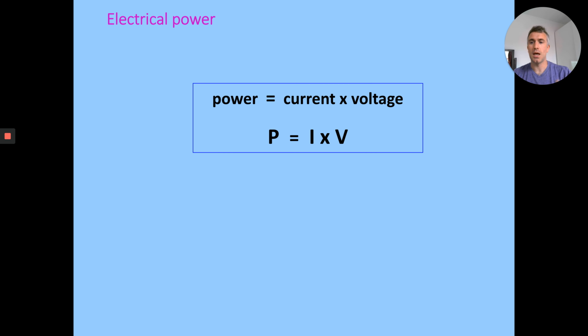New equation. Here we go. Power is current times voltage. Power is P, current is I, and voltage is V. Write that one down. It's really important. Do it.